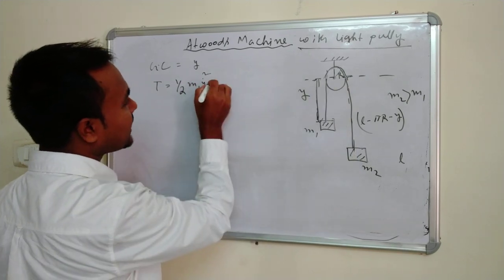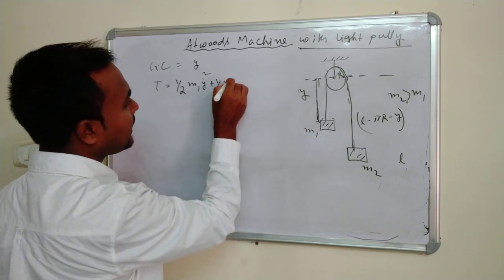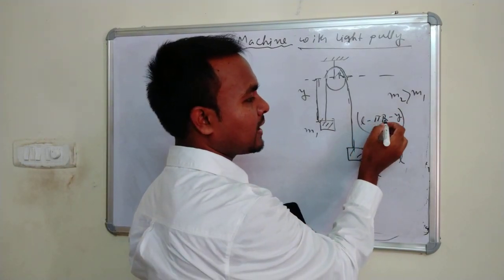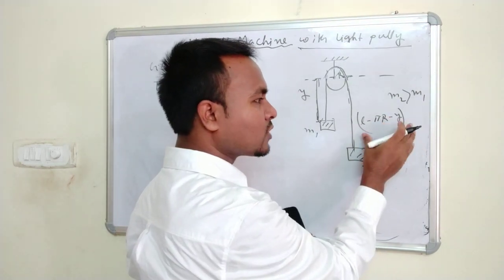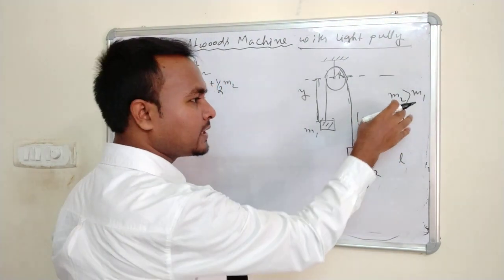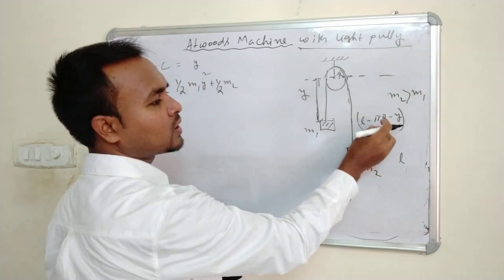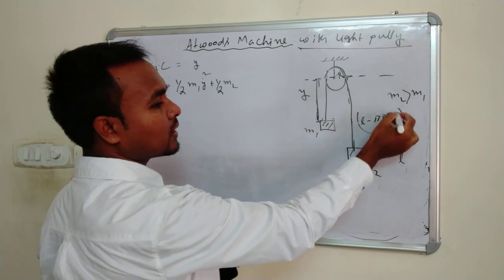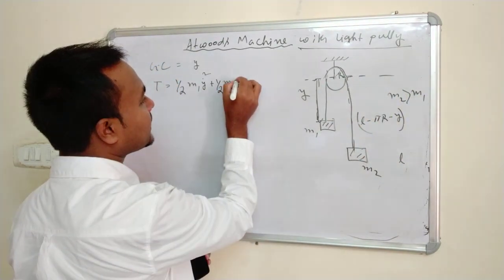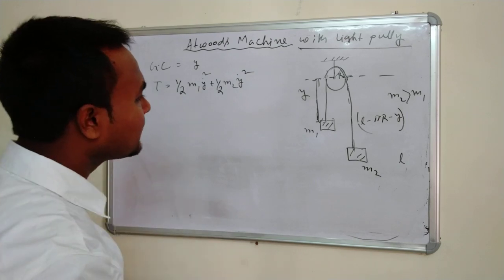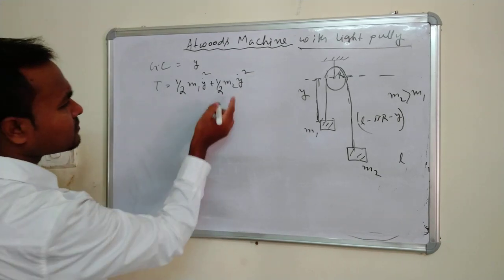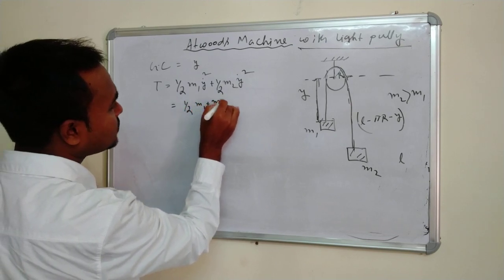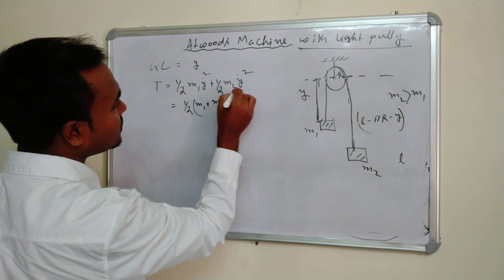For this, the kinetic energy is half of m2. See, this L is fixed, constant, pi r is constant, the only variable is y. So if I take the time derivative of the whole quantity, the contribution of those two will be 0, only minus y remains. When we take its dot, it will again be y dot square. Clear? So T is half of m1 plus m2 times y dot square.